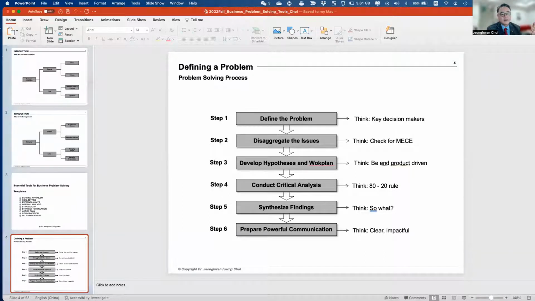We must bring the solution. In order to bring the solution, we must synthesize the findings. We have data, knowledge, and information, so we must articulate, massage, build up, and synthesize the findings in order to formulate the right solution. We must bring the right solution.